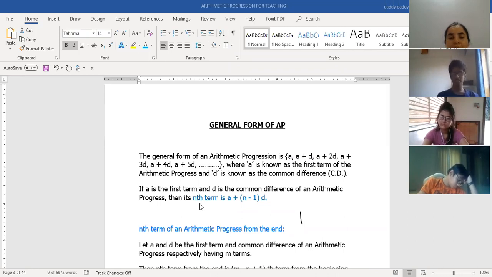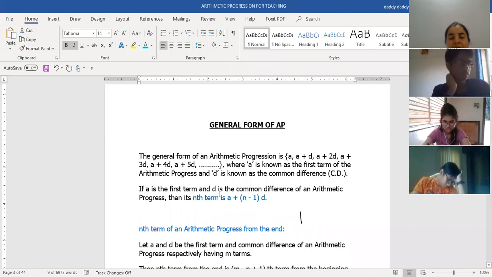So if I talk about the nth term, what will be the number which will be attached with D? One number smaller than n, isn't it? Which is n minus 1 into D. So this is the formula for calculating any term of the series, provided that they give you what is the first term of the series and what is the common difference of the series. So for the time being, please write down this formula. Nth term is equal to A plus n minus 1 into D.